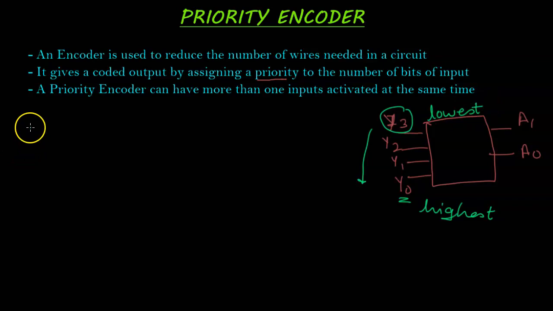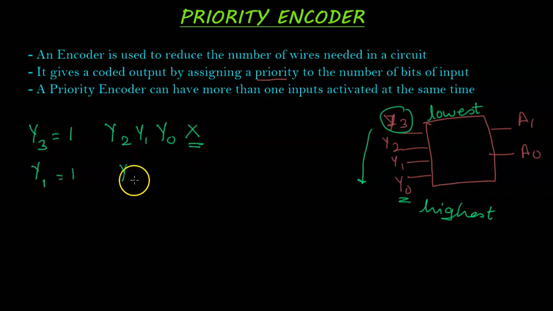So that means if I want to declare that Y3 is 1, whatever the combination present at Y2, Y1, Y0, it does not matter. So we can declare it as don't care. Similarly, if Y1 is 1, then Y0 can be 1 or 0, it does not matter. The output will be the same. Let us see the truth table for this.